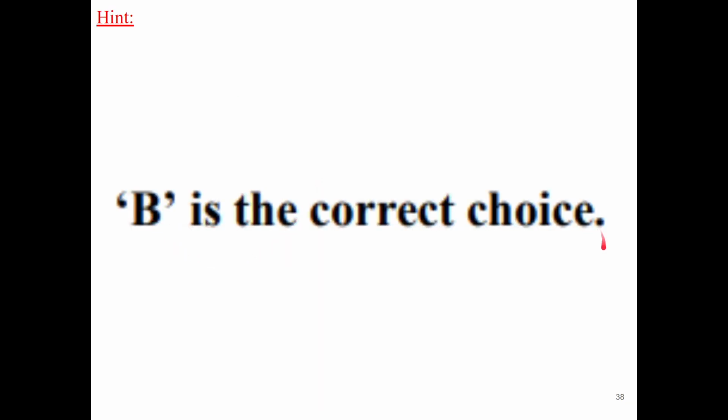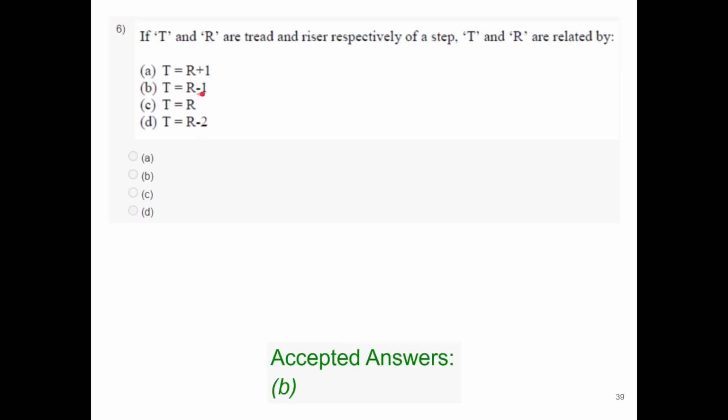So as you can see, B is the correct choice. So B, T equal to R minus 1, is the correct choice.